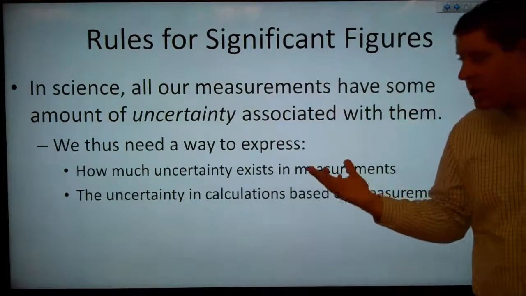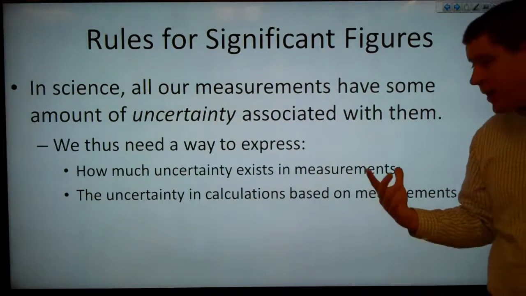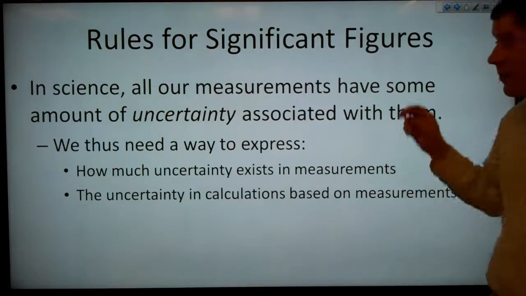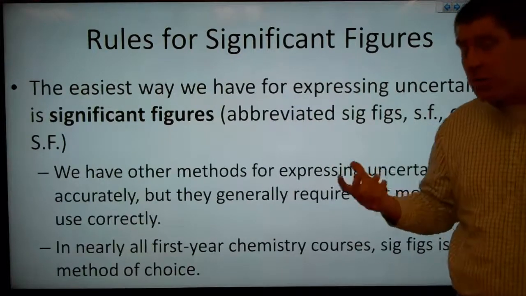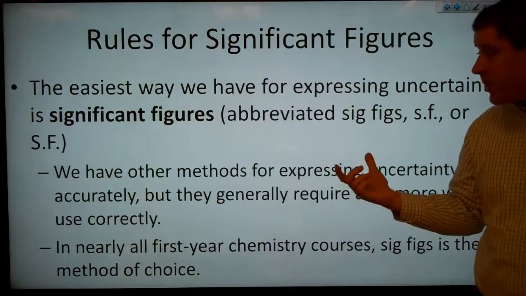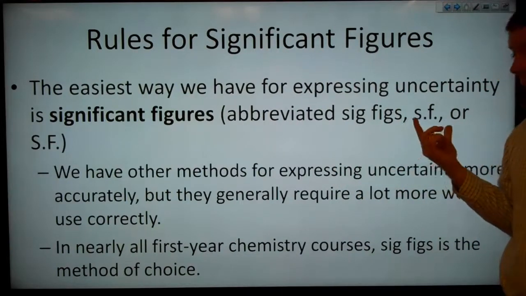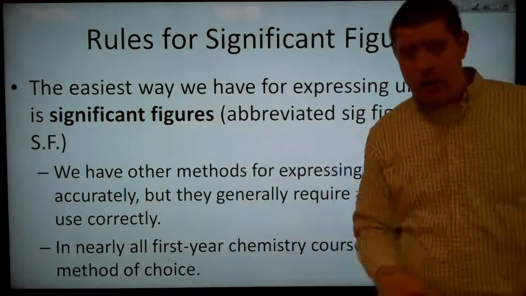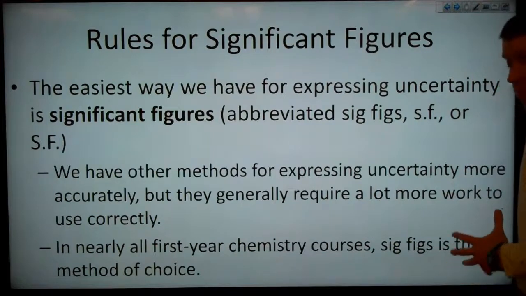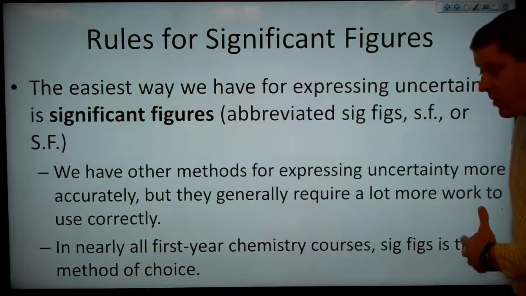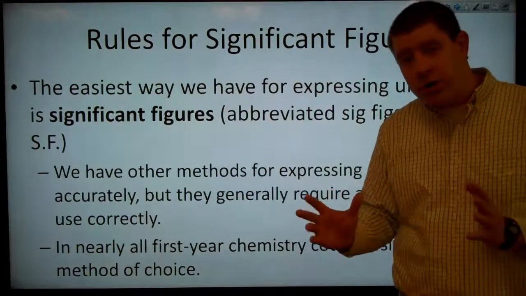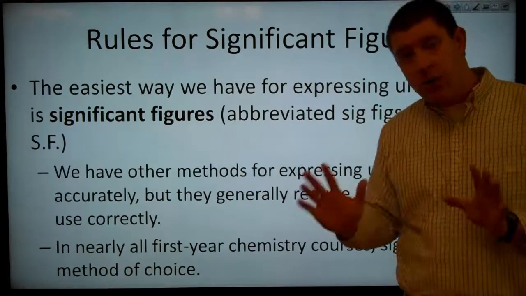So we need some way of expressing how much uncertainty there is in our measurement, and then the uncertainty in any calculations that are based on those measurements that we've taken. So the easiest way that we have for expressing uncertainty is using significant figures. This is sometimes abbreviated sig figs, S.F. or capital S.F. We have other methods for expressing uncertainty more accurately, but they generally require a lot more work to use them correctly, at least.